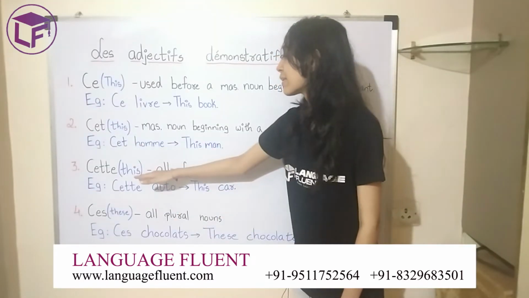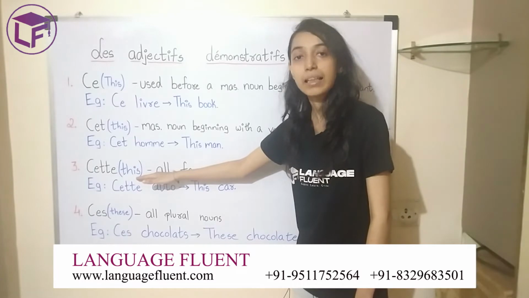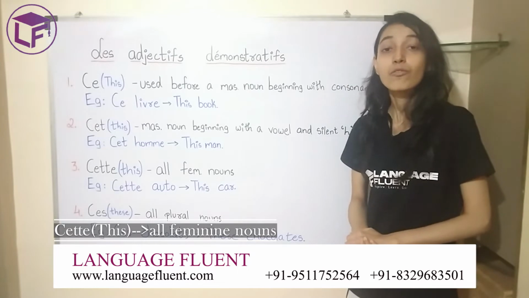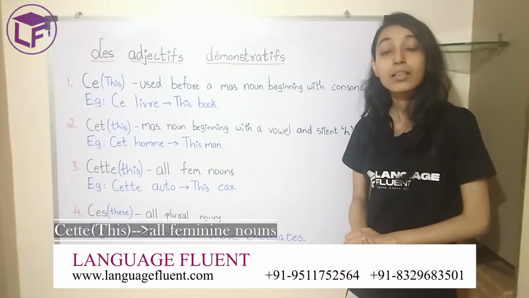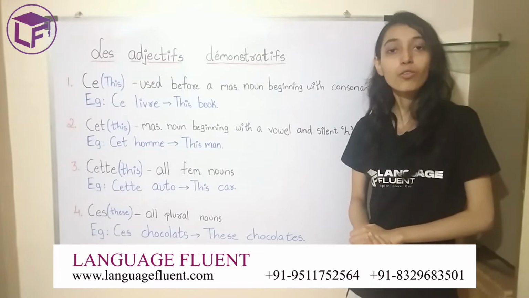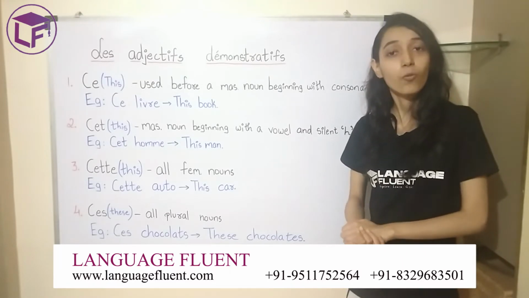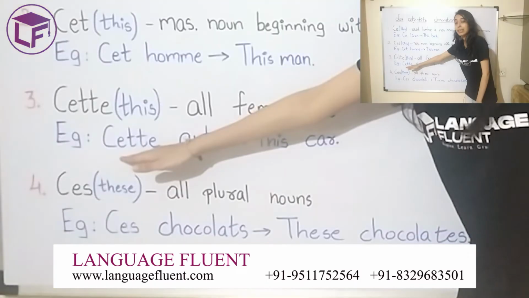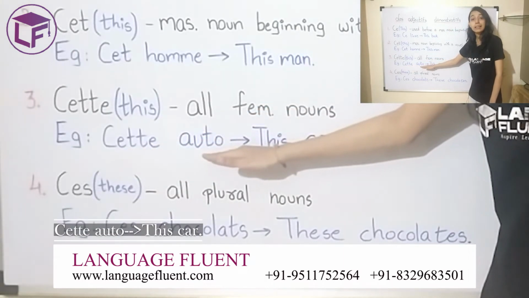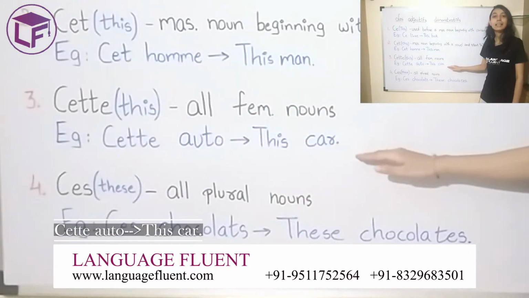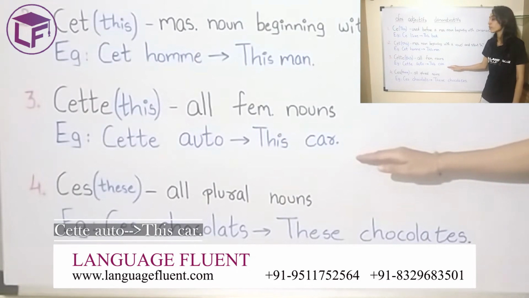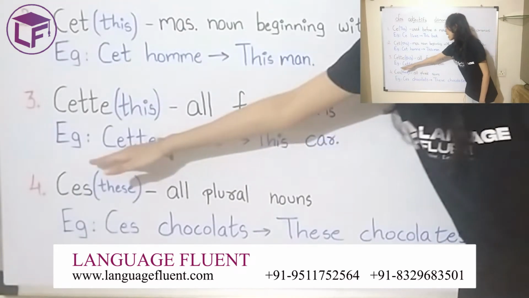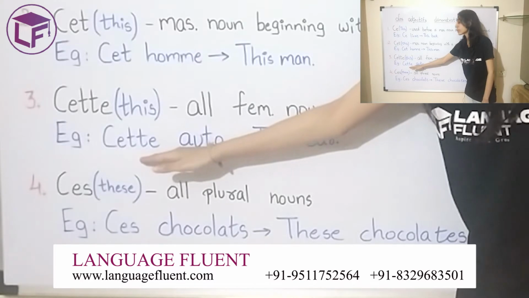The third one is cette, c-e-t-t-e, which means this in English. We use c-e-t-t-e, cette, when we have all feminine nouns. So when a noun is feminine, irrespective of it starting with a consonant or a vowel, we use c-e-t-t-e. Here we have an example of cette auto, which means this car. Here again, auto is a feminine noun, so we add c-e-t-t-e, because we use it for all feminine nouns.